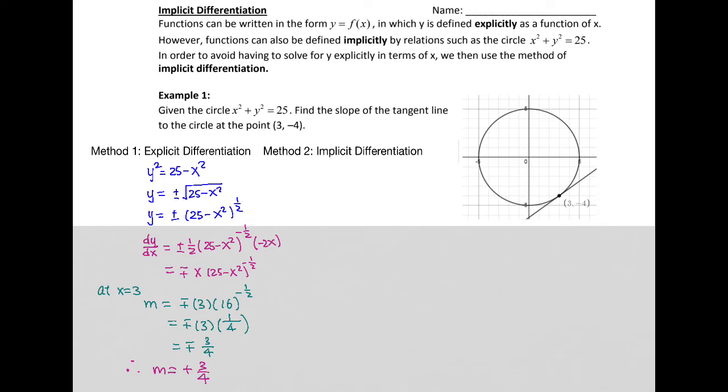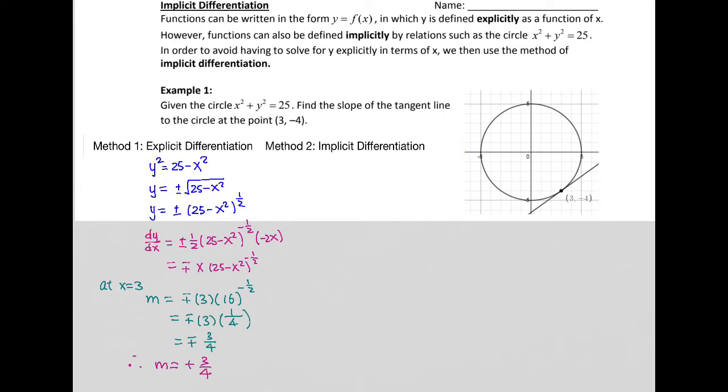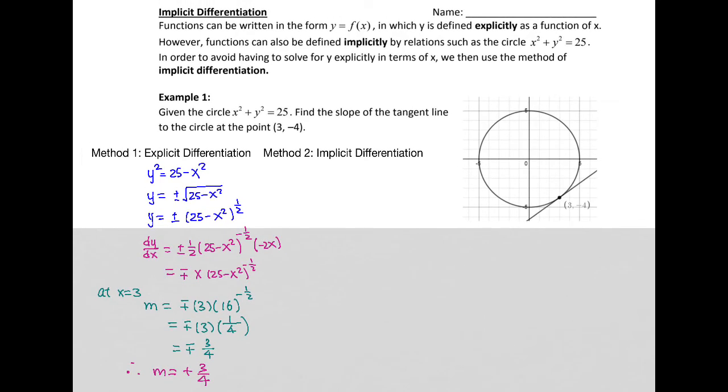Now, let's try a different method, implicit differentiation. Implicit differentiation means we do not need to isolate for y. So first of all, let's write down the equation x squared plus y squared equals 25. And let's differentiate each term. The derivative of x squared is 2x.